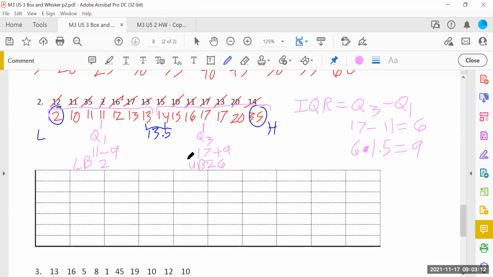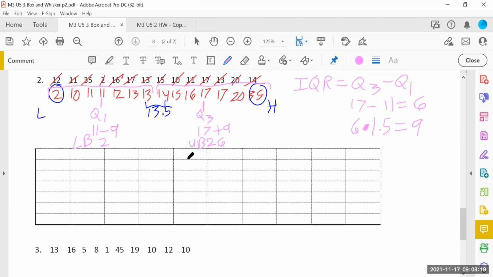Once we've got that, I have all the data. So I need to go from 2 up to 35. So I could probably do 5s again. Let's go with 0, 5, 10, 15, 20, 25, 30, 35. You could do 4s, you could do whatever you want to.